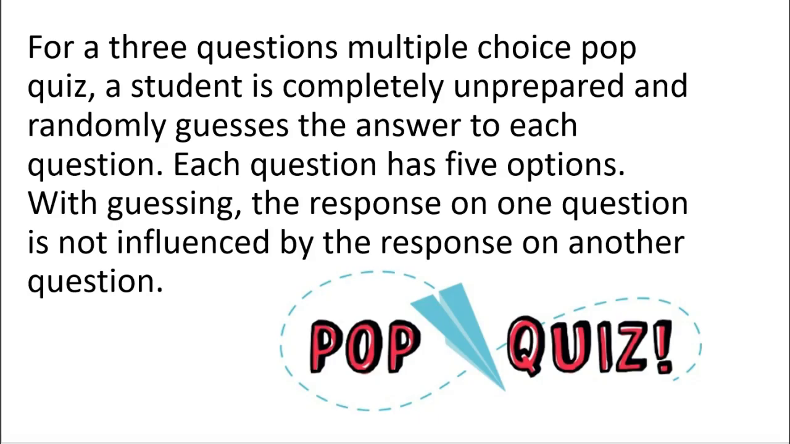Consider this example. For a 3-question multiple choice pop quiz, a student is completely unprepared and randomly guesses the answer to each question. Each question has 5 options. With guessing, the response on one question is not influenced by the response on another question. We are interested in the possible outcomes of the quiz, i.e., if the answer is right, denoted as R, or wrong, denoted as W. First, we're going to write the sample space for the possible outcomes of the quiz.